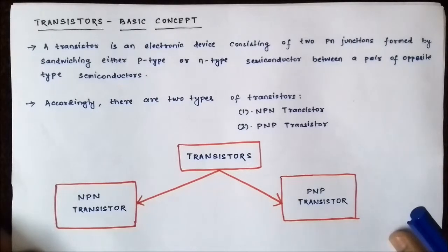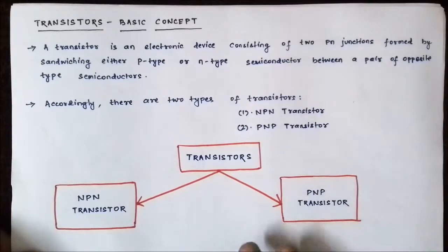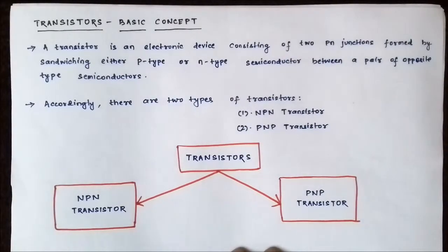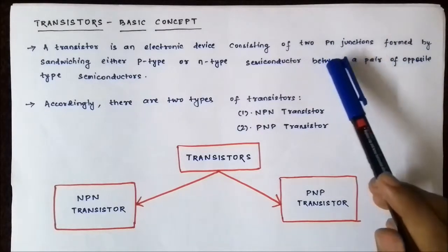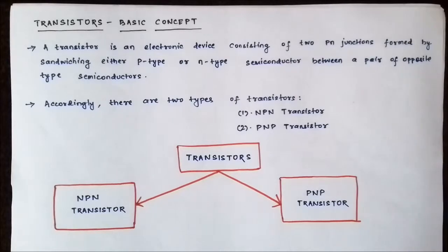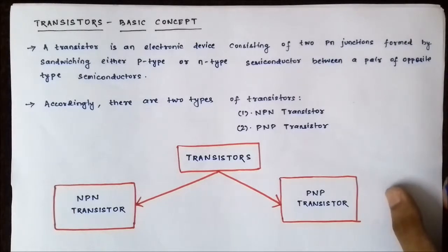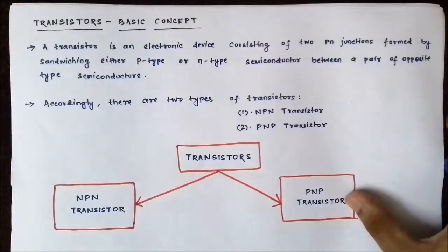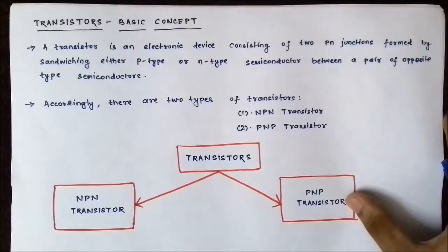So first we must understand what a transistor is. A transistor is an electronic device consisting of two PN junctions, which are formed by a technique called sandwiching. In this process of sandwiching, a p-type semiconductor is sandwiched in between two n-type semiconductors, or an n-type semiconductor is sandwiched in between two p-type semiconductors.